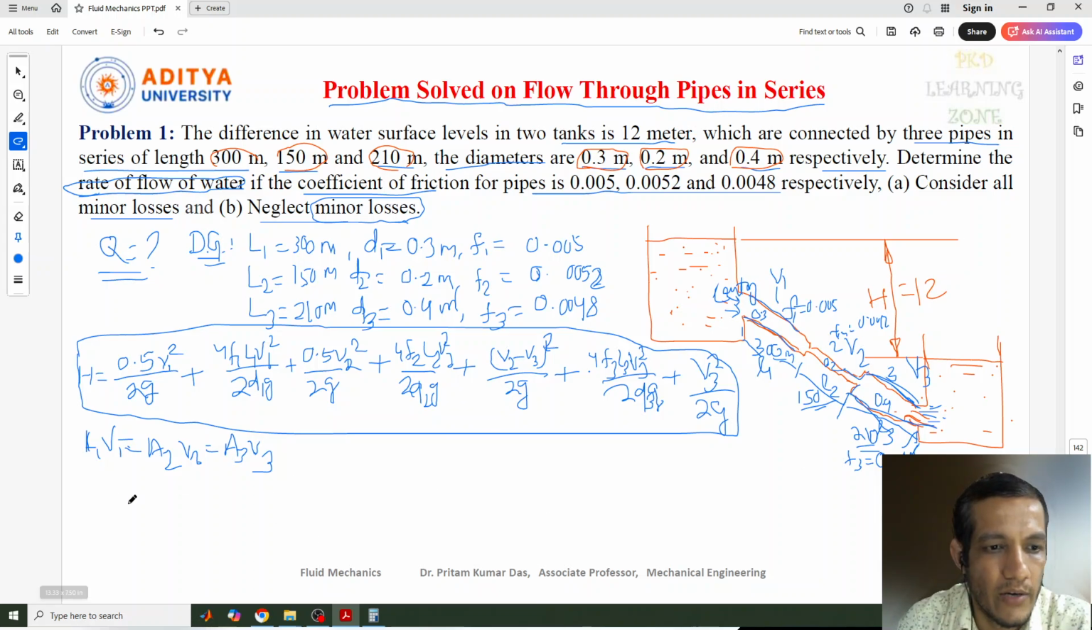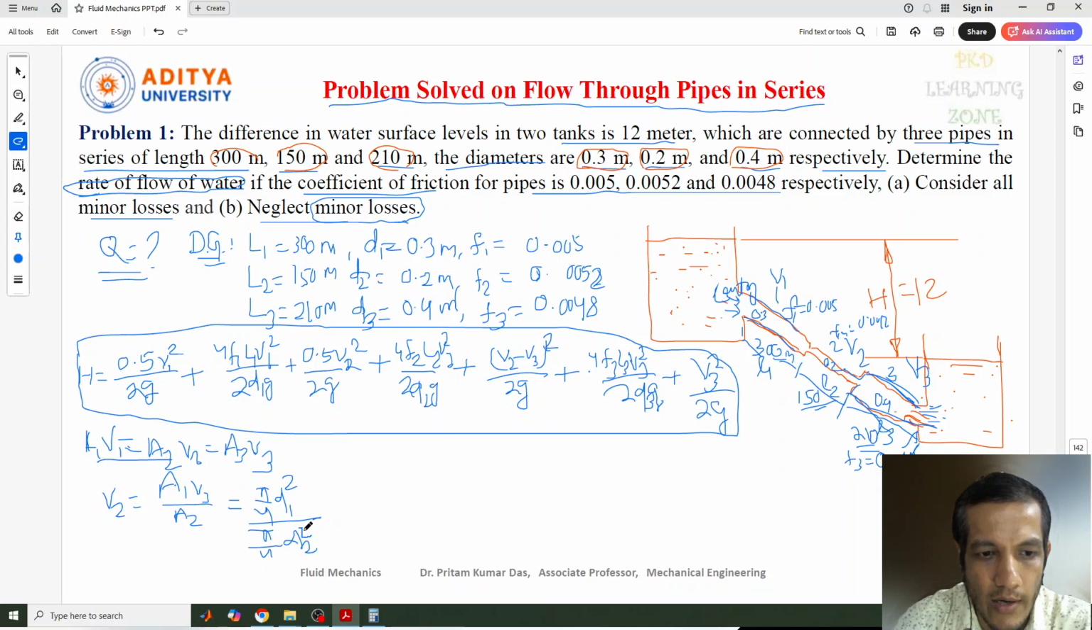So from that, if we consider the first two equations, then we can write V2 equal to A1 V1 by A2. Now if I write the A1 value and A2 value, that means pi by 4 d1 square, and similarly in the denominator again pi by 4 d2 square, and here we can write V3. The pi by 4 terms will be cancelled.